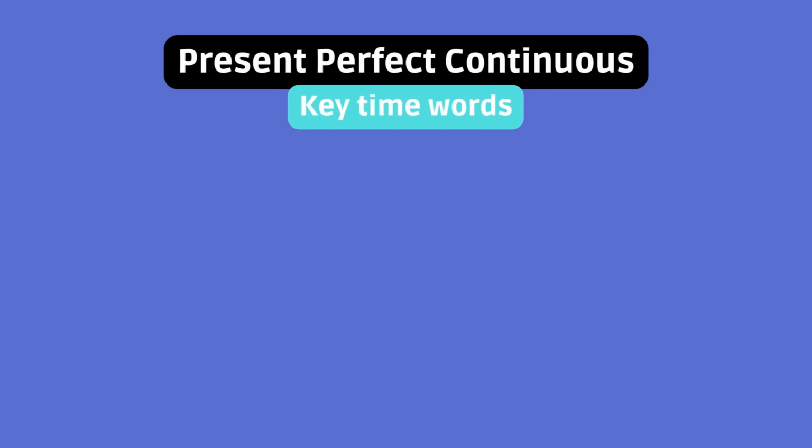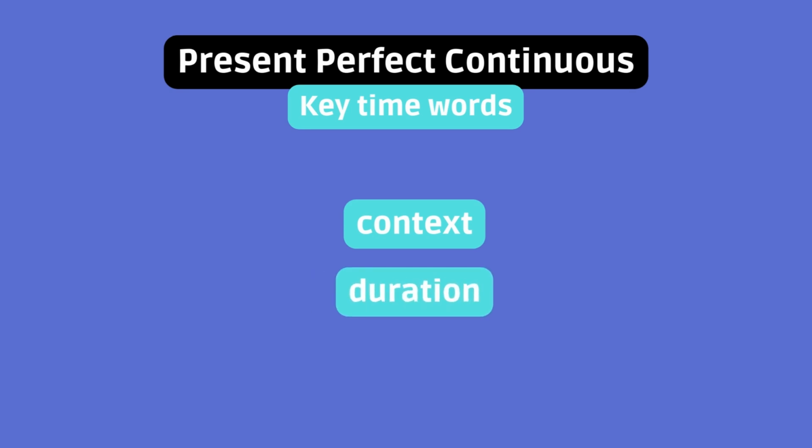Key time words. Time words are crucial in the present perfect continuous because they provide context and clarify the action's duration or starting point. The following list includes the most common ones.